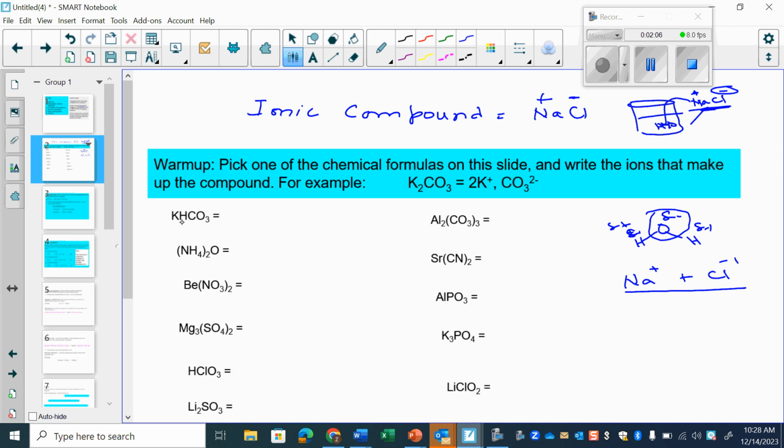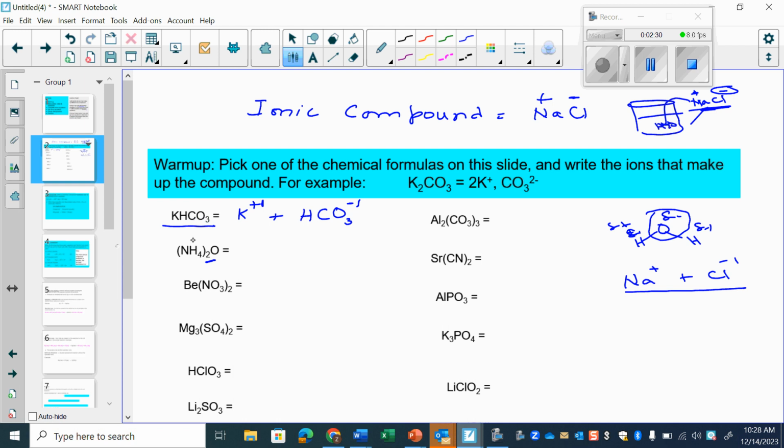I have to recognize which one in this formula is a cation and which one is the anion. So I know that potassium is a cation with a charge of +1, and this is bicarbonate, hydrogen carbonate. It has a charge of -1. This dissociation of an ionic compound, the splitting of an ionic compound into its ions, is called dissociation.